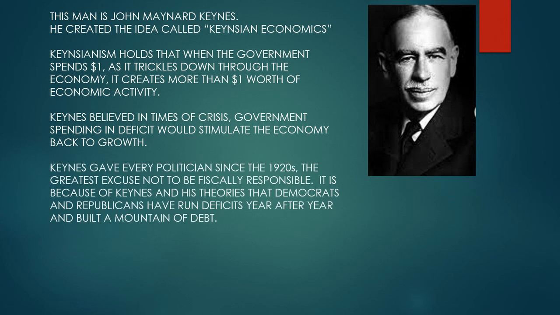So what Keynes did, and this is probably the worst thing that he did, he gave every politician since the 1920s the greatest excuse to not be fiscally responsible, because Keynes allowed for politicians to deficit spend. And for the last 60 or 70 years, that's what's been going on. Government has been deficit spending. And it's akin to taking water out of one end of the pool and bailing it to the other end of the pool. It doesn't really create anything. So it's not an efficient way for the government, for anybody, to try to grow an economy.